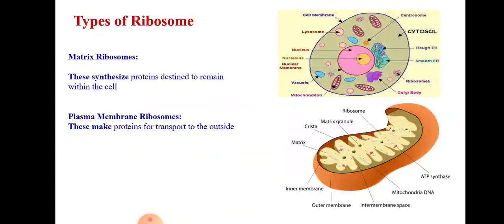And as far as the types of ribosomes are concerned, the plasma membranes make the protein for transport outside. So the first type is the matrix ribosome. When it is scattered or embedded in the cytoplasm, it is a matrix ribosome. It synthesizes protein used within the cell. In this image you can see the ribosomes are available here, and here also.